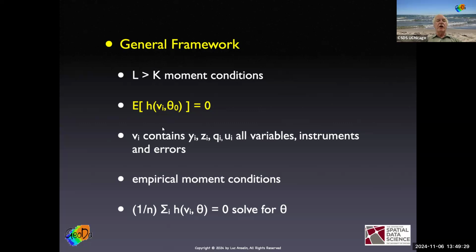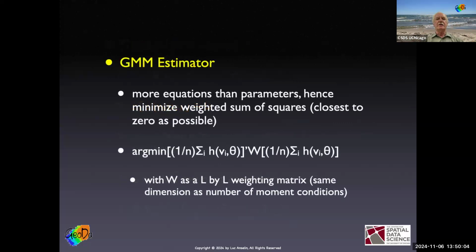So what we do is we have to solve the system of equations for theta. Remember, this is algebra: if you have more equations than unknowns, you have a problem, because you can always pick some equations, but that doesn't necessarily satisfy the other ones. So rather than solving it, which we can't, we get the next best solution, which is to get as close to zero as possible in a least squares sense. And that's what the GMM estimator is. It's this monster here, which is nothing but a sum of squares weighted by this W.